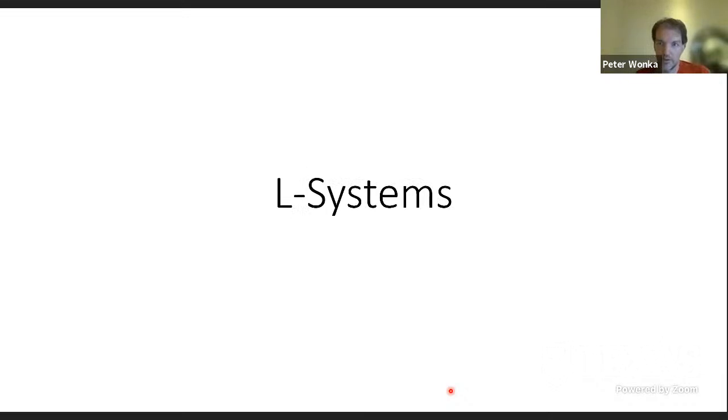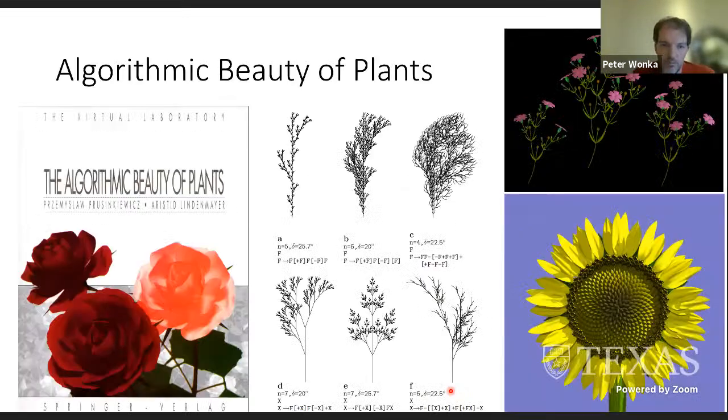The other really important thing back then were L systems, and L systems were also really influential and really fascinating, because this is how the plant modeling, procedural rule-based plant modeling started. I'd like to emphasize this book, The Algorithmic Beauty of Plants, from Prusinkiewicz and Lindenmayer. And again, we can understand what they do with a simple example.